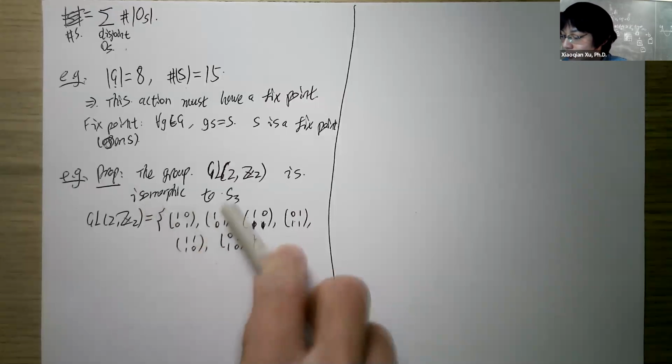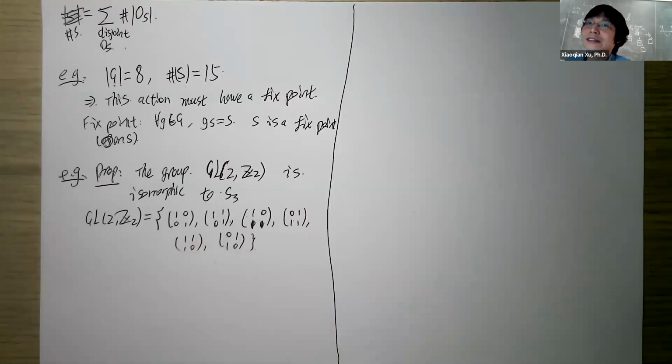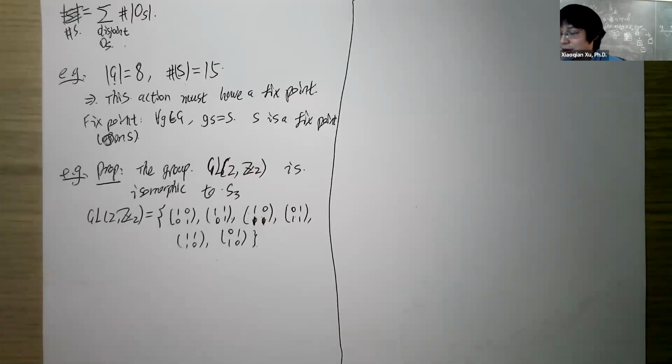And here, I want you to prove that it's isomorphic to S3. Well, of course, based on the result we did last time, if a group has order 6, then there are only two kinds of groups, either S3 or Z6. And you can see that this GL2(Z2) is not Z6, so it must be isomorphic to S3. But here, we can give another proof. Let's see how we can do this by using the group action.